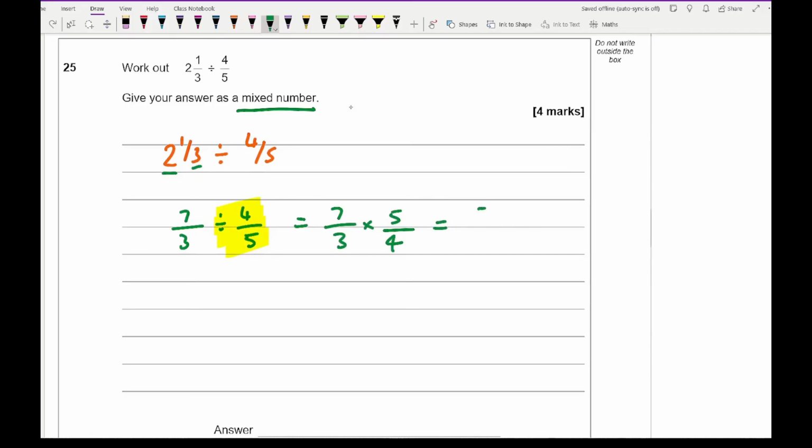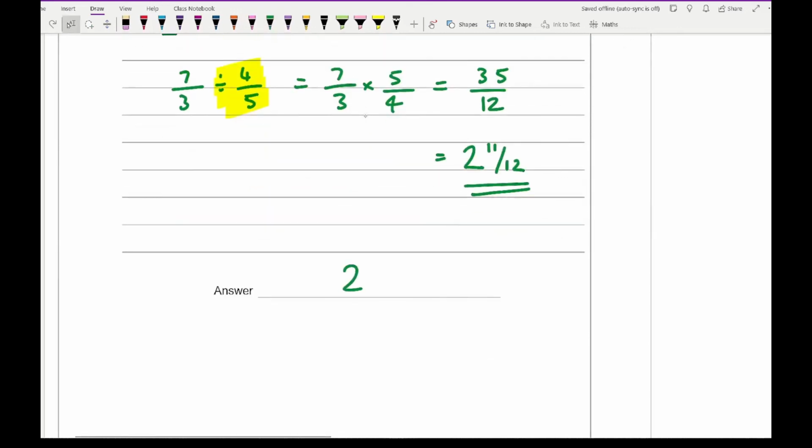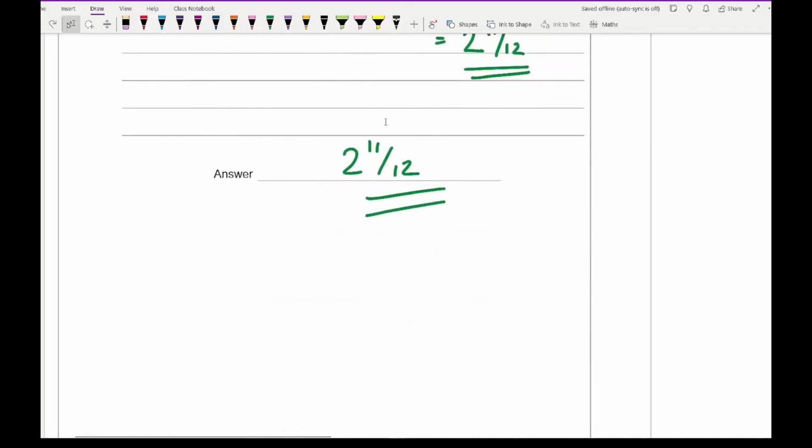Then 7 times 5 is 35. 3 times 4 is 12. How many 12s go into 35? Well, that's going to be 2, with a remainder of 11, and our original denominator is 12. So the answer then is going to be 2 and 11 over 12. And there we go, and that's the last question on this paper.